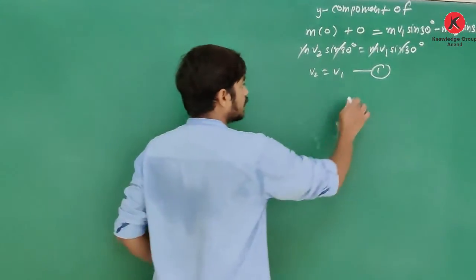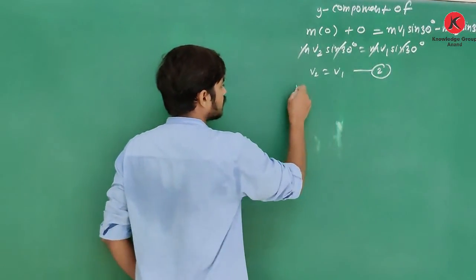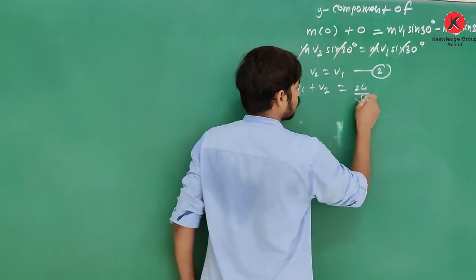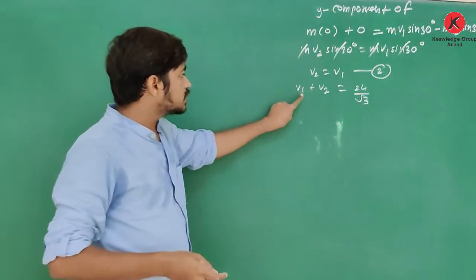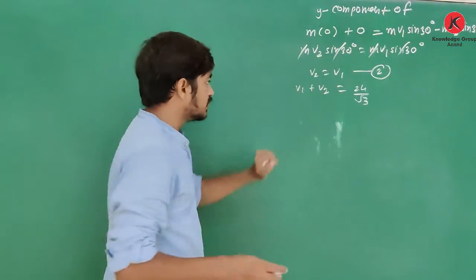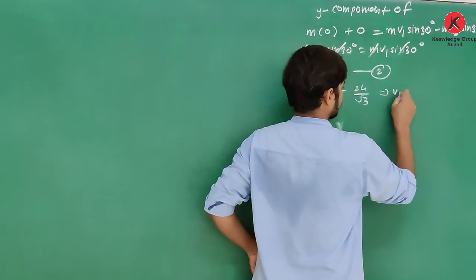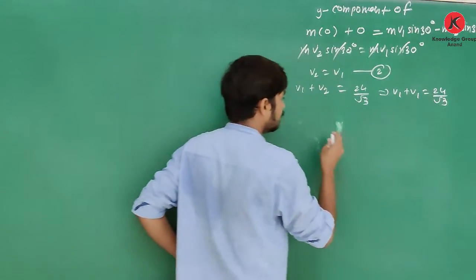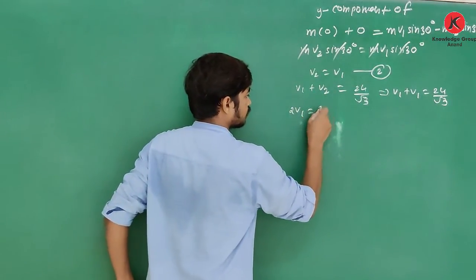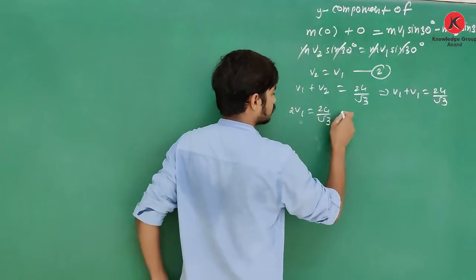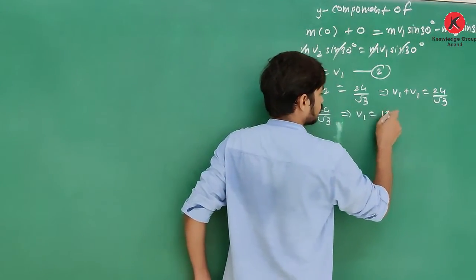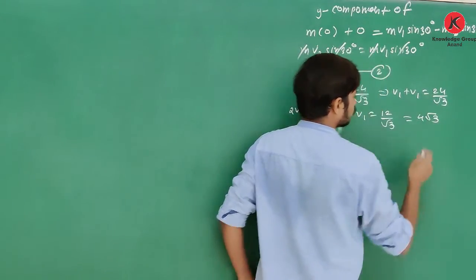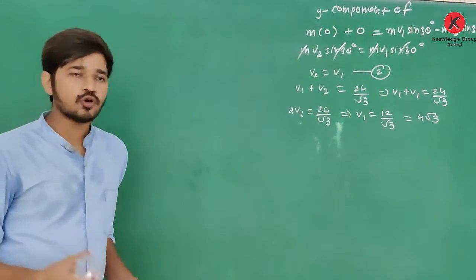So that is equation number 2. What is equation number 1? That is v1 plus v2 is 24 upon root 3. So in this equation I can put v2 is equal to v1. Then I will have v1 plus v1 is 24 upon root 3, means 2v1 is equal to 24 upon root 3, so v1 is 12 upon root 3, which is equal to 4 root 3.